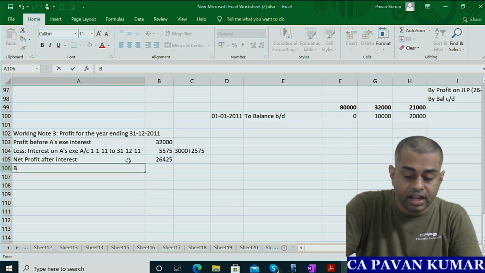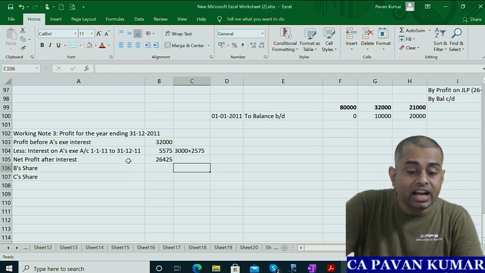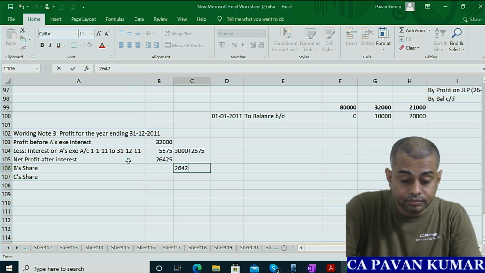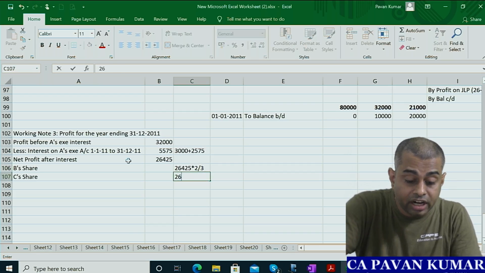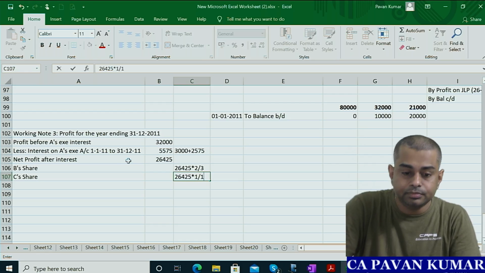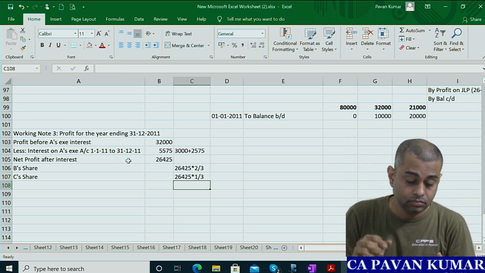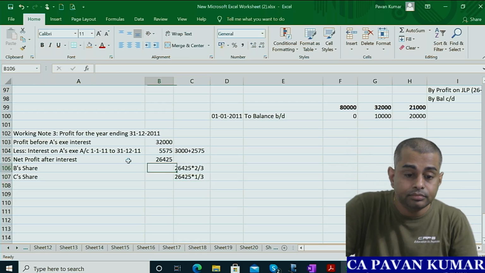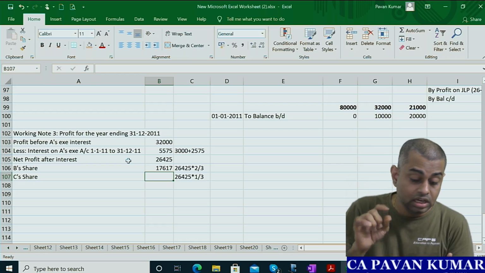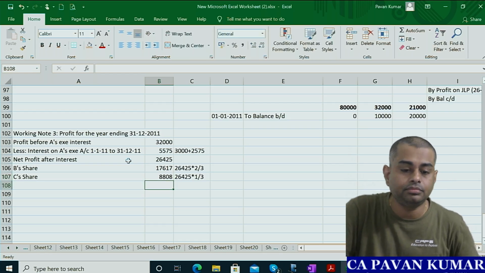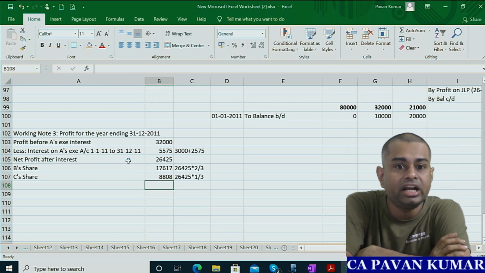A is dead now, so B's share and C's share. How much will B get? 26,425 into 2/3. How much will the other guy get? 26,425 into 1/3. Calculate and tell me. Is it 17,617? The second guy, is it 8,808? This is the share of profit that is to be taken to partners' current accounts.